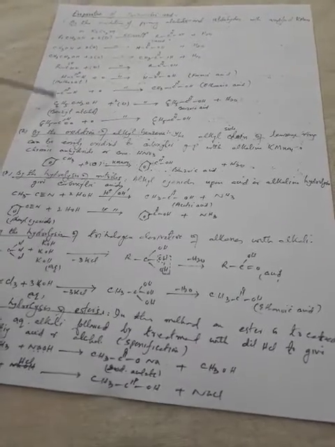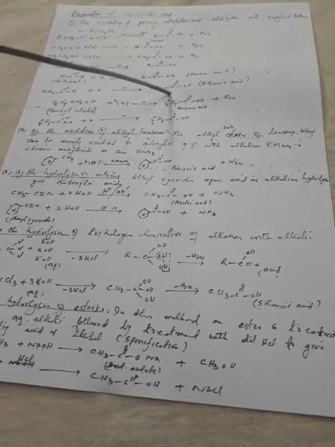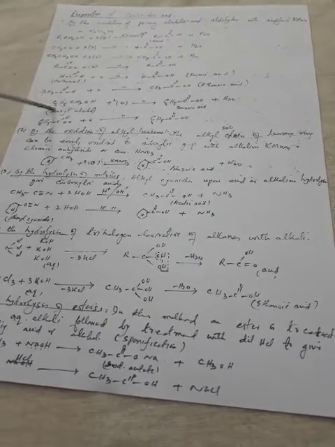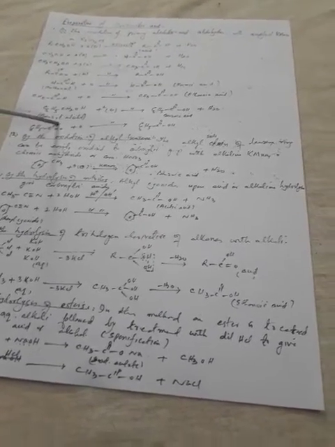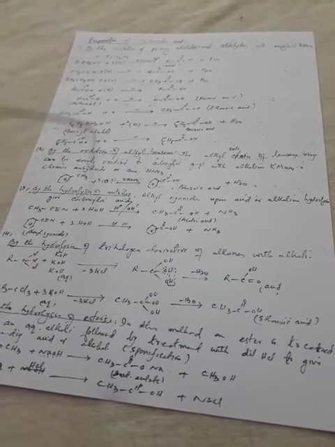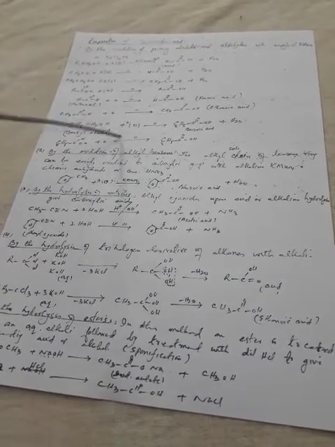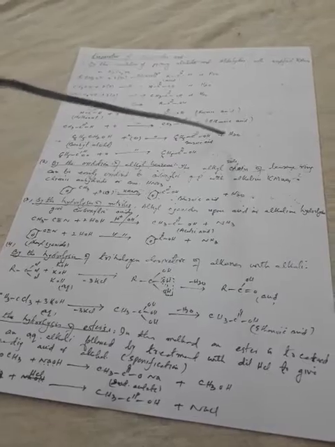Ethanal, upon oxidation, gives rise to ethanoic acid. Then we have, again, a primary alcohol. This is benzyl alcohol. Although the hydroxyl group is present in the side chain, this is benzyl alcohol. Upon oxidation, it gets oxidized to benzoic acid plus water.